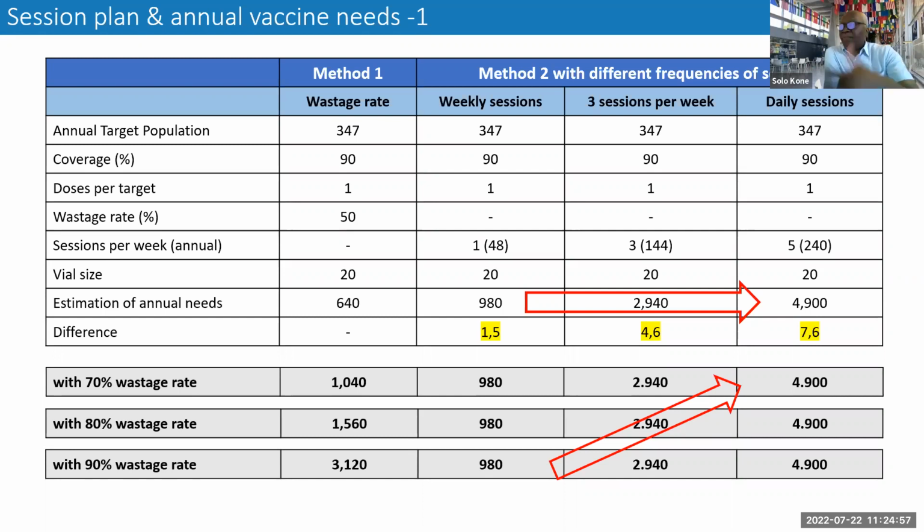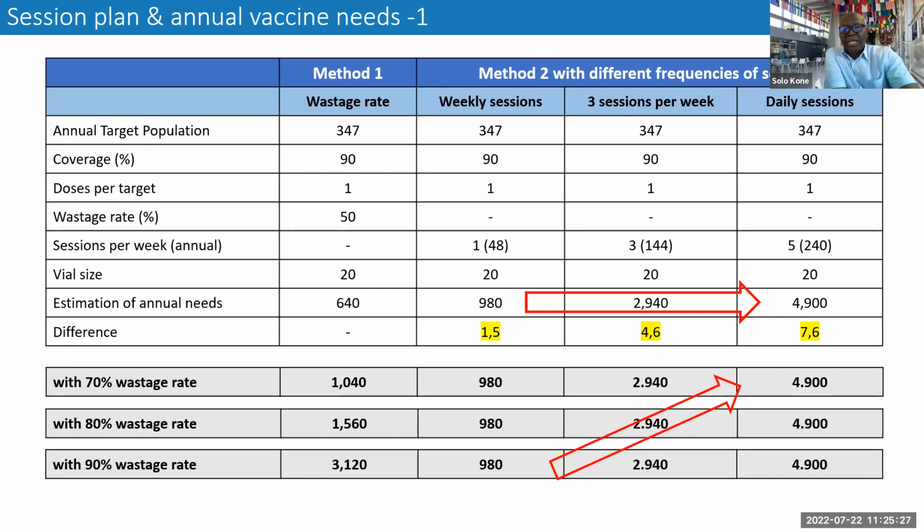If you agree and this is accessible to you, if the minister is saying that our policy is daily vaccination, they should also accept to give you the 4,900 doses and not 640 doses. And then we have put here in the other 3 columns, 3 rows, trying to change for the first method the wastage rate: 70, 80, 90.